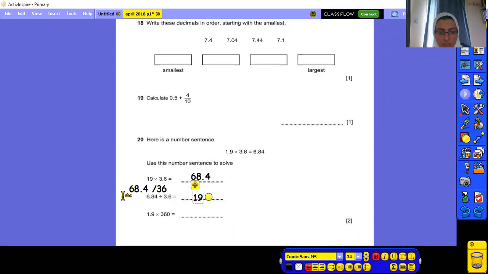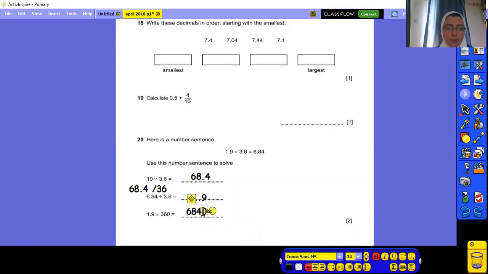Here, when I have this new question, how many numbers are in the decimal place, the 68.4 divided by 36, you have one number only in the decimal place, so the decimal will be here. And the last number, I'll show you the answer. I'll write the answer and then think about the decimal place. You know that the answer will have 684, and you have to add a zero because it's 360, right?